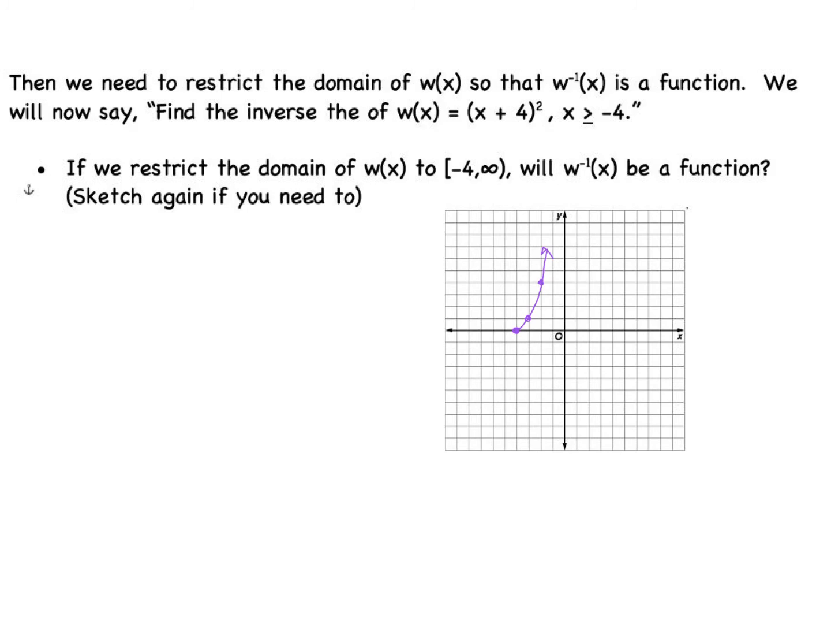Well, it still passes the vertical line test. So the vertical line test means w of x is a function, but if I do a horizontal line test, anywhere I draw a horizontal line, and if I would move this, it's never going to pass through that green curve more than once. So now the inverse is a function.